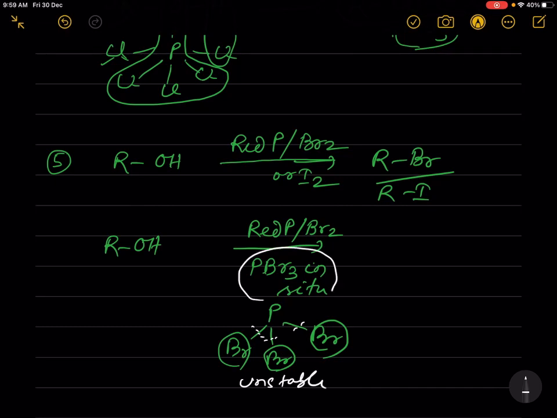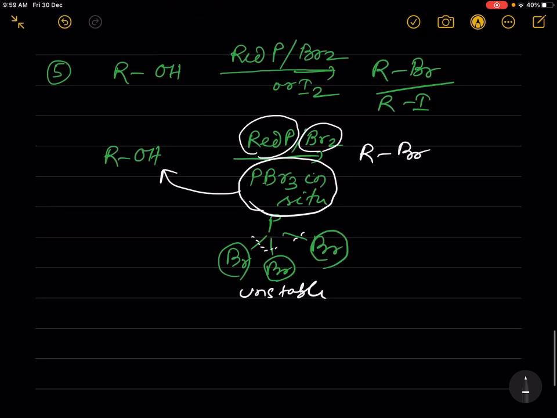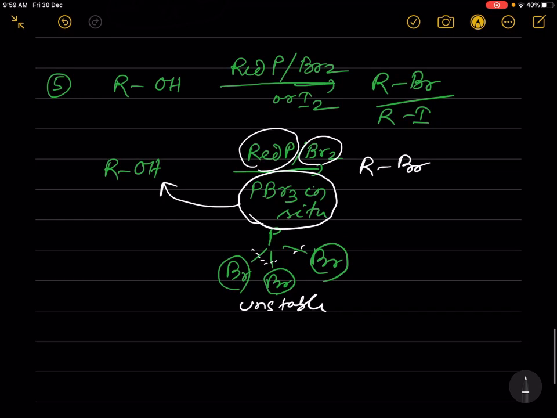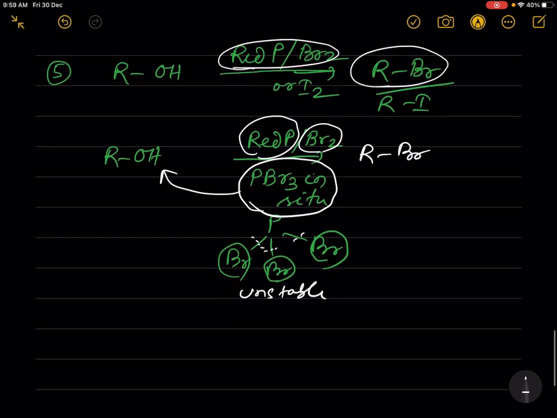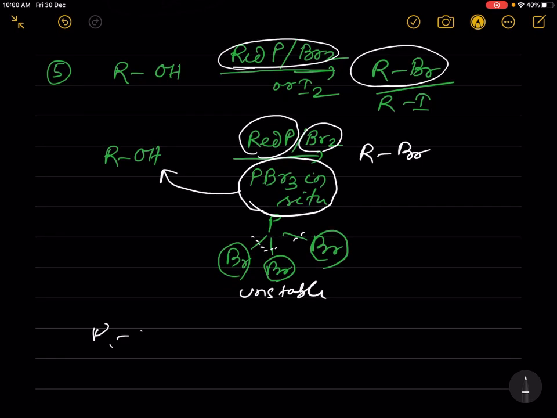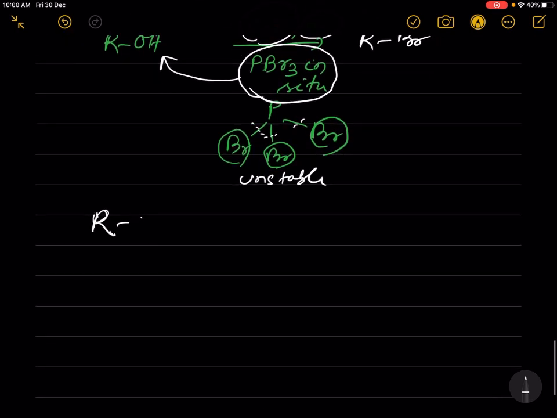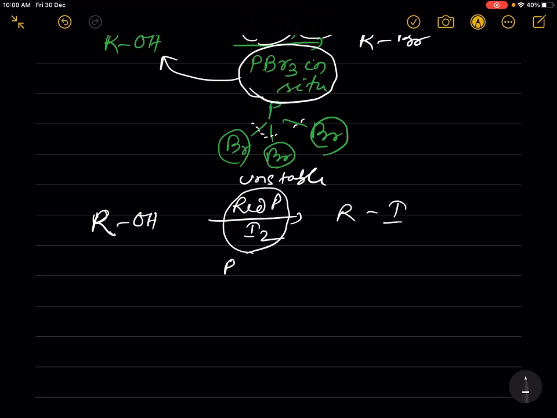PBr3 in situ means when red phosphorus is treated with bromine it gives PBr3 in situ, which on treatment with alcohol gives alkyl bromide. ROH on treatment with red phosphorus and bromine gives alkyl bromide. Similarly, when alcohol is treated with red phosphorus and iodine it gives alkyl iodide. Red phosphorus on treatment with iodine gives PI3 in situ. In situ means during the process.